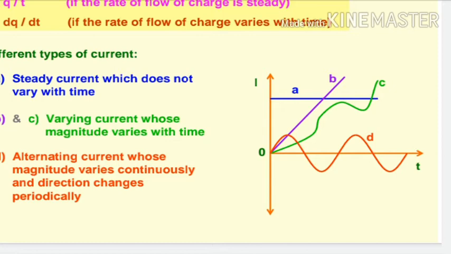And the graph C also indicates the magnitude of the current increases with respect to time, but the graph C does not vary the magnitude of current with a constant rate with respect to time. And the fourth graph is represented by red color and the symbol D. Such type of current represents the alternating current whose magnitude varies continuously and direction changes periodically. It means in the first period this is positive, and in the other period this is negative.